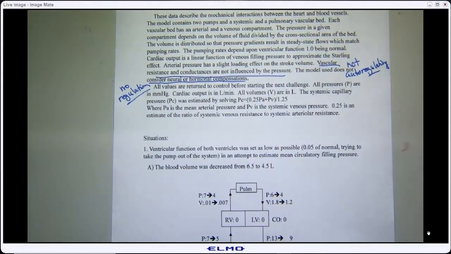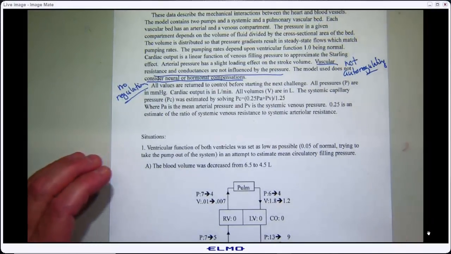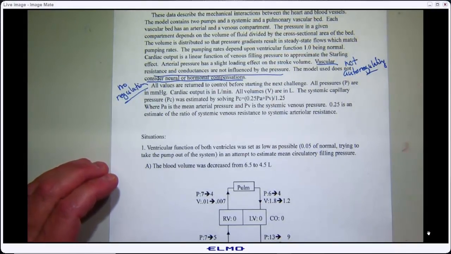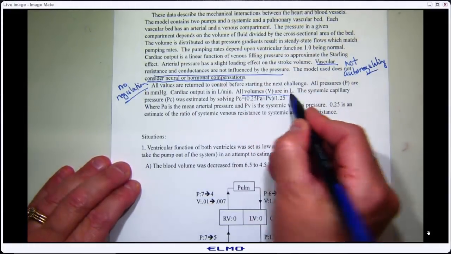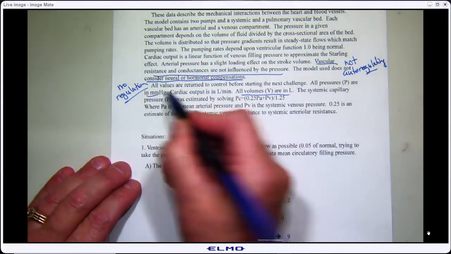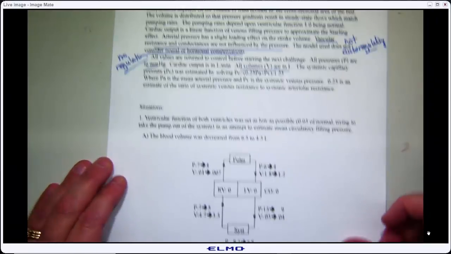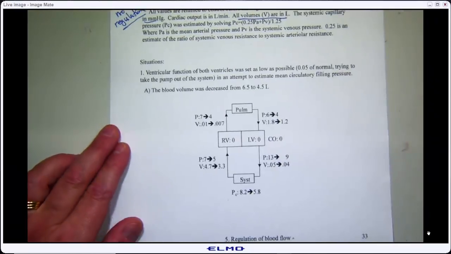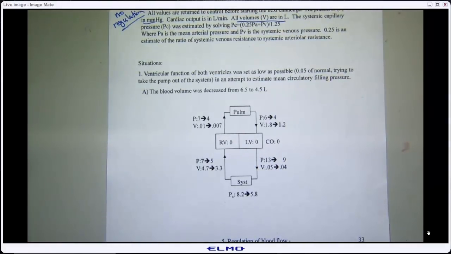So that's really all that's critical in that preamble. We have pressure in millimeters of mercury, volume in, looks like liters. Yeah, volumes in liters, pressures in millimeters of mercury. Okay, that's all we really need to know to play with this model. So I've run the model in a couple of different ways, and I've brought the data here to you for us to talk about. Okay.